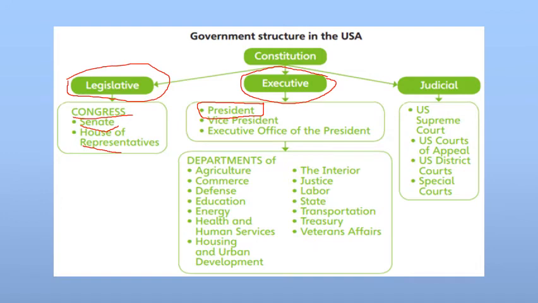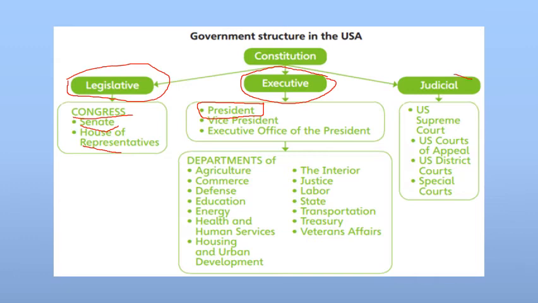All the different departments of the country that are responsible for different areas work under the president. They are headed by secretaries, and every secretary is individually responsible to the president of America.